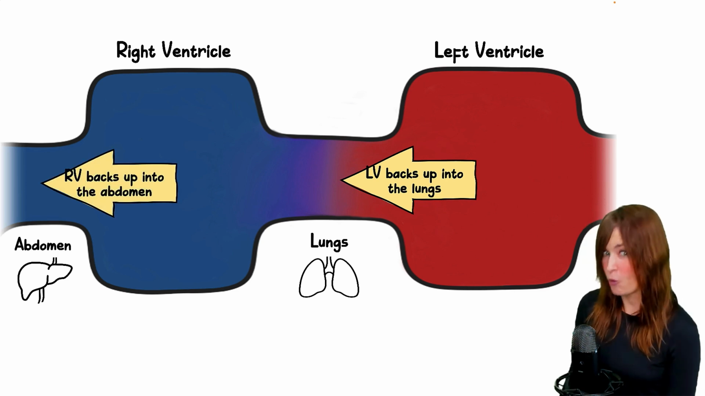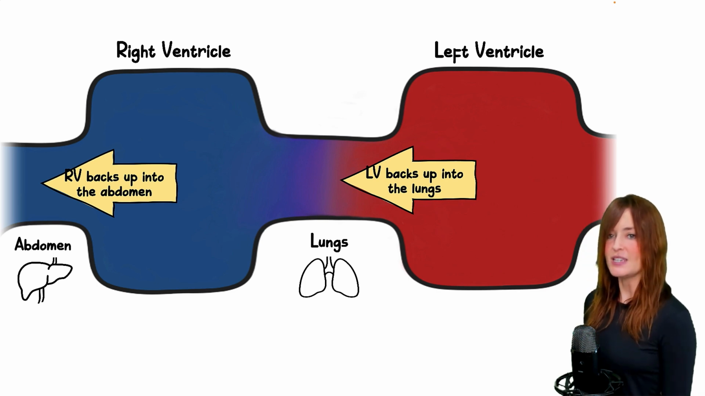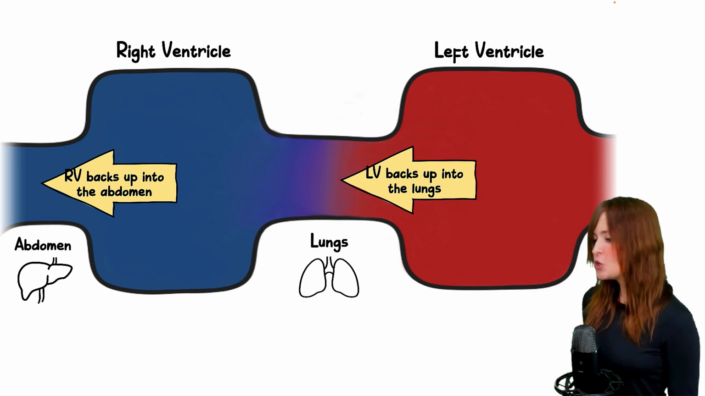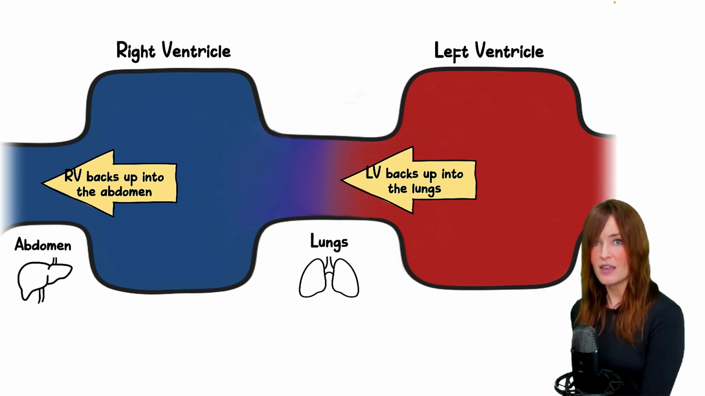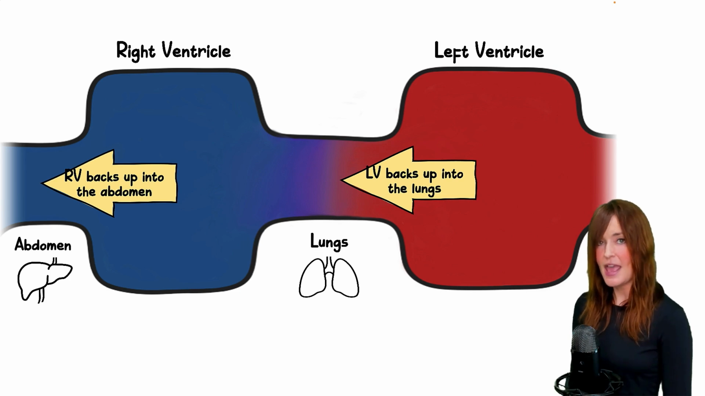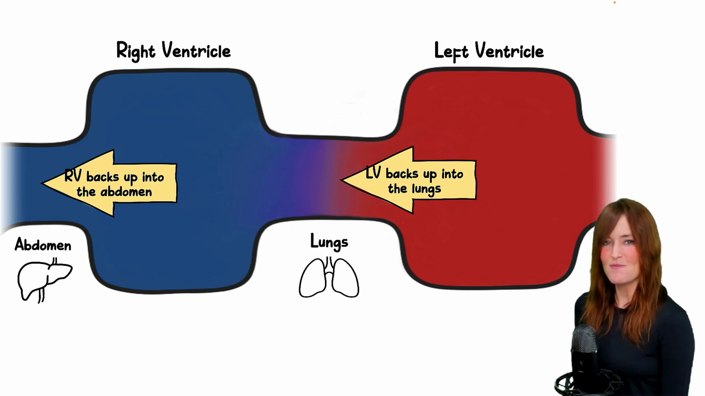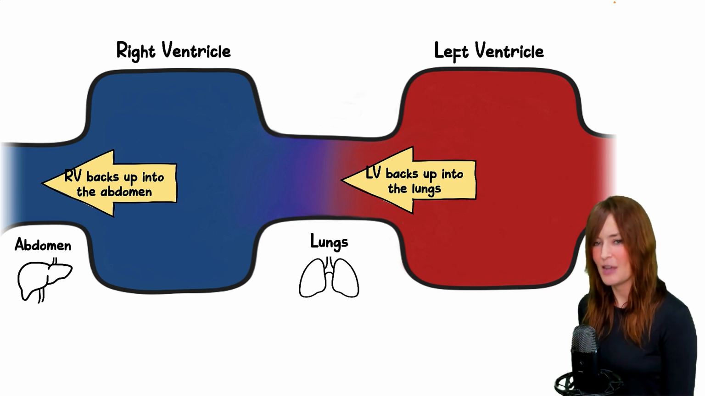The right ventricle is before the lungs. So the right ventricle is not going to back up into the lungs. The right ventricle is going to back up into the abdomen. So these patients, in the same way that a left heart failure patient will present with pulmonary edema, can often present with abdominal pain, abdominal distension, because think about it like the pulmonary edema of the right heart, because that's where it backs up.